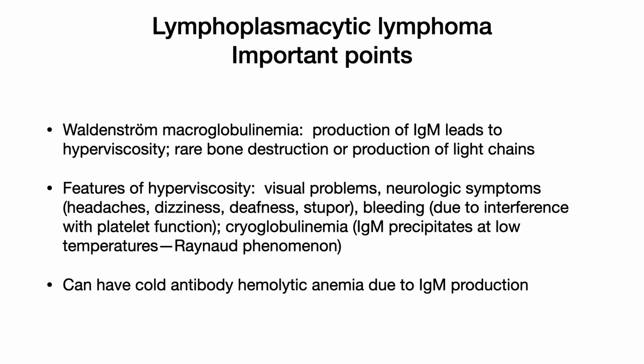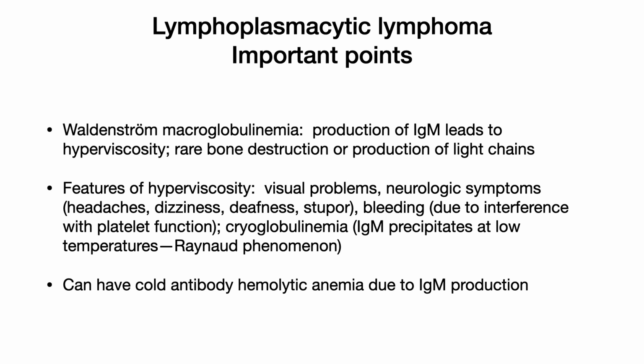So with Waldenstrom's macroglobulinemia, with production of IgM, since it's pentavalent, it makes the blood really hyperviscous. That hyperviscosity can cause different things, visual problems. You can imagine really thick, sludgy blood going through the vessels. They can get generalized, non-specific neurological symptoms: headaches, dizziness, deafness. It can interfere with platelet function, which, once again, is basically based upon all the protein in the blood blocking it.